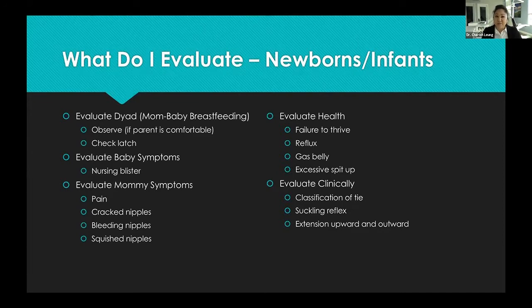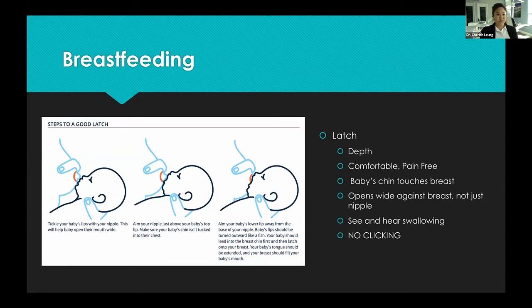Then you want to evaluate clinically, classification of the tie. You want to check their suckling reflex. So you do that with your gloved hand. You insert it with your index finger toward the palate of their mouth, and you let them suck on it. And you see how's their latch. Do you feel their tongue coming all the way up? Does it feel really weak? You'll get that with experience, but that's basically what you're looking for. Is the tongue going up? Do you feel a lot of resistance when you pull back, or are they just letting your finger fall out of their mouth? And then you want to check the actual extension of the tongue. So you're going to lift it upward, you're going to lift it outward, and you're going to see what's going on there.